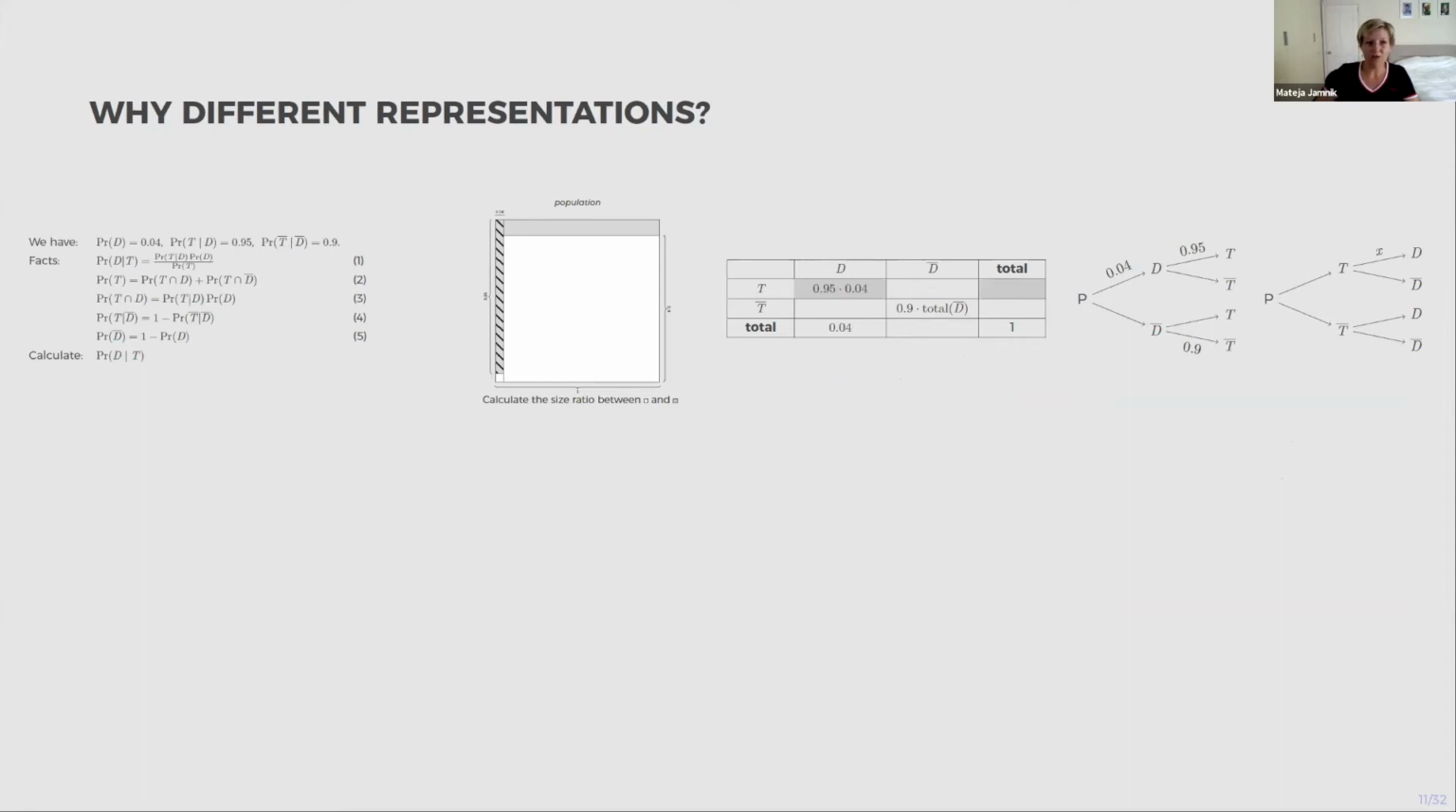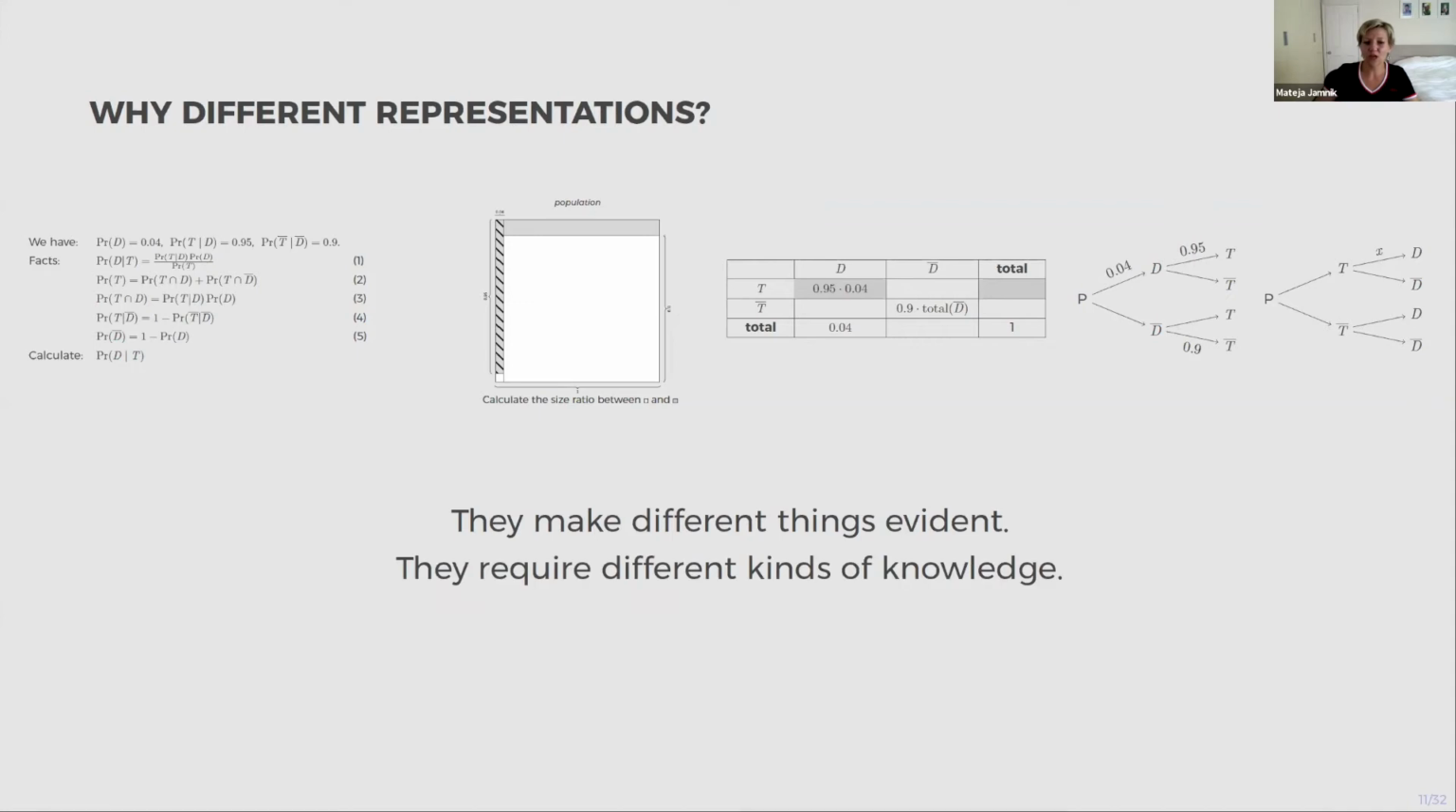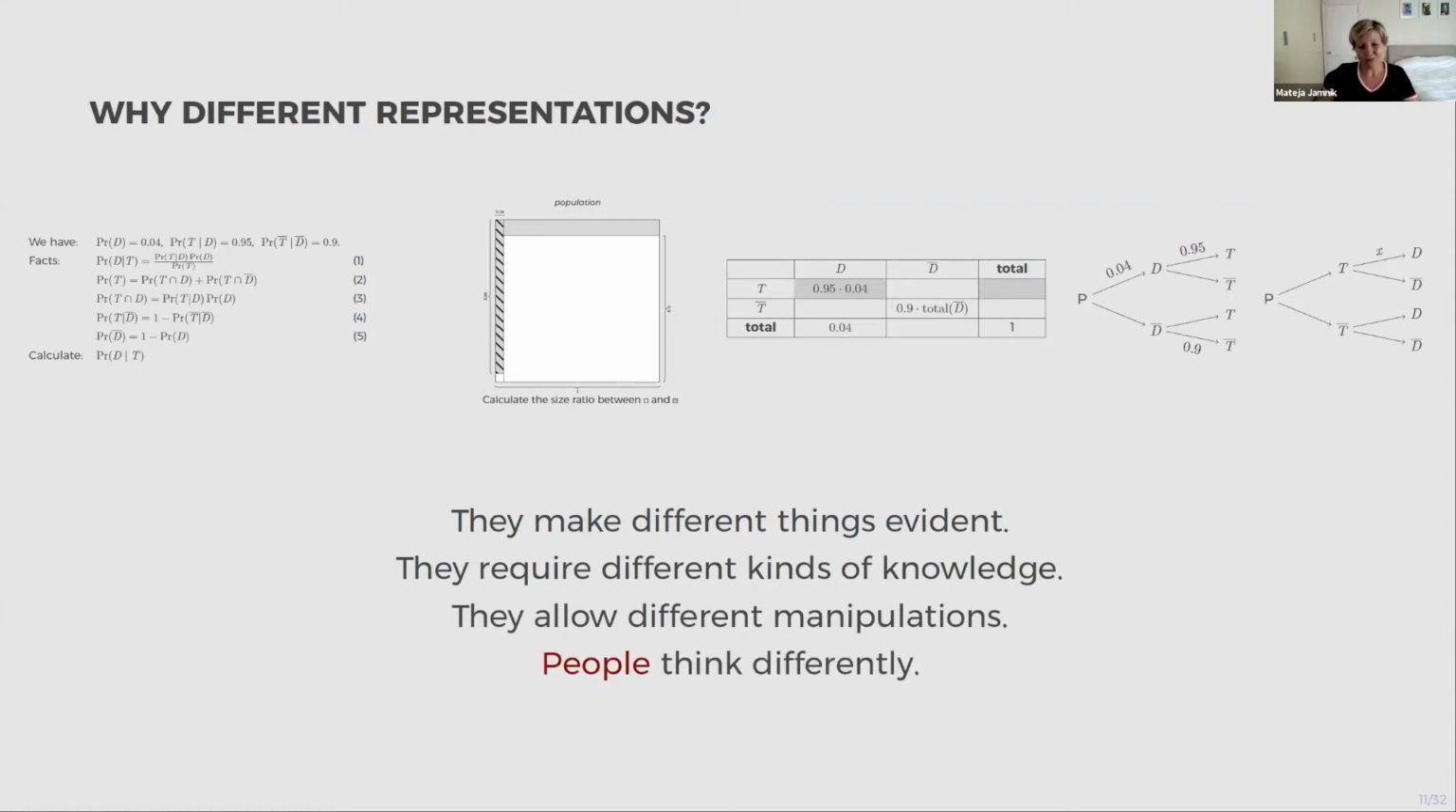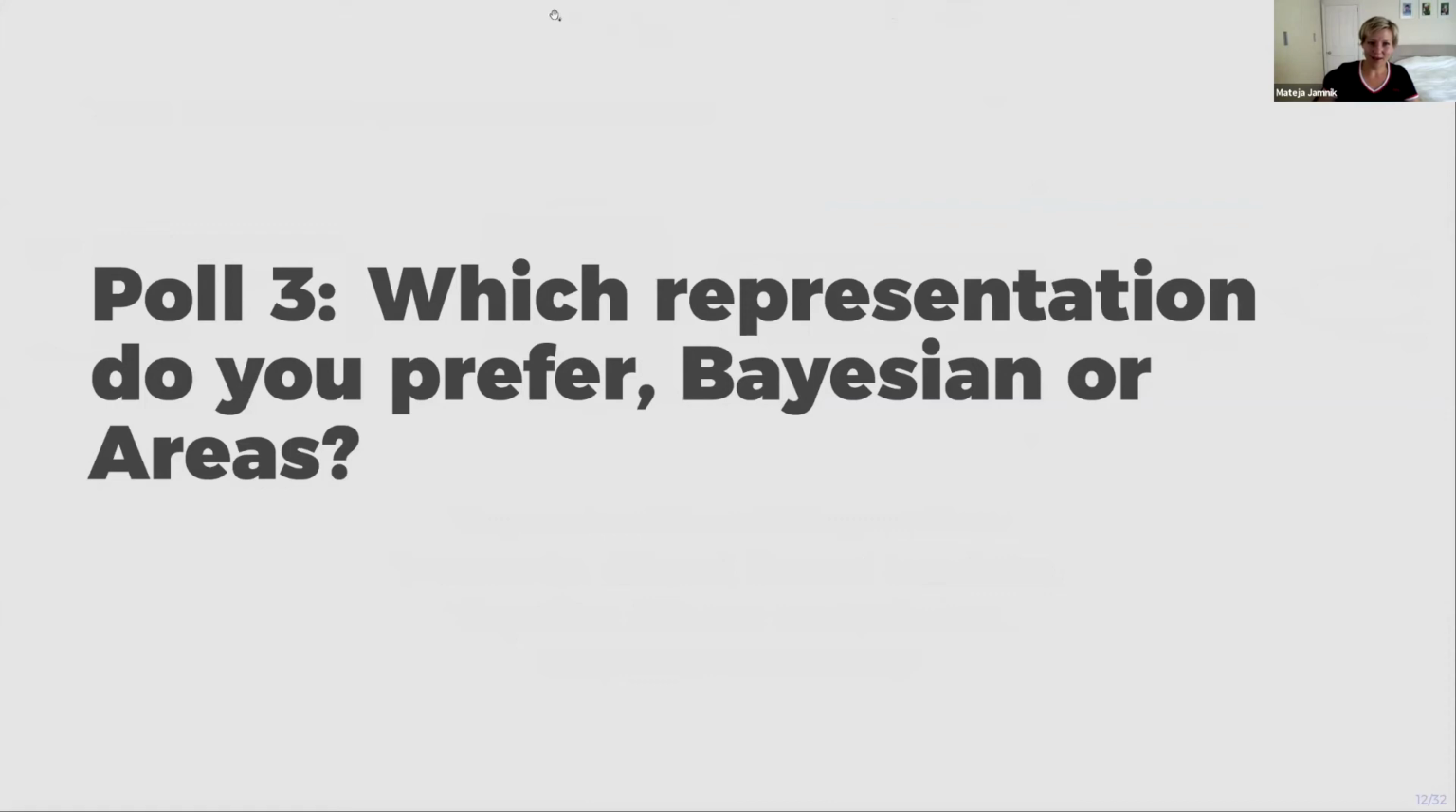So why would we want to be looking between these representations? Well, how would we be choosing? They make different things evident depending on which representation you choose. They require different types and kinds of knowledge. They allow us to do different kinds of manipulations, and ultimately, and very importantly, different people think differently, and different people have different levels of expertise. So if you have a 10-year-old kid, or if you have a first-year undergraduate student, you would probably use a different type of representation.